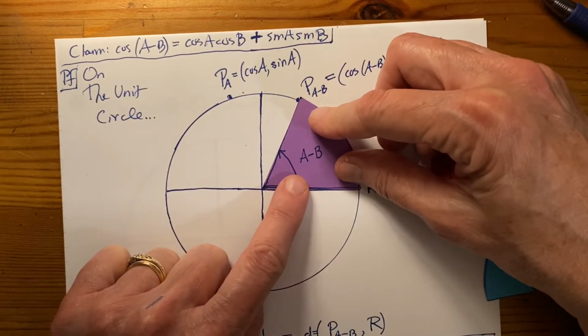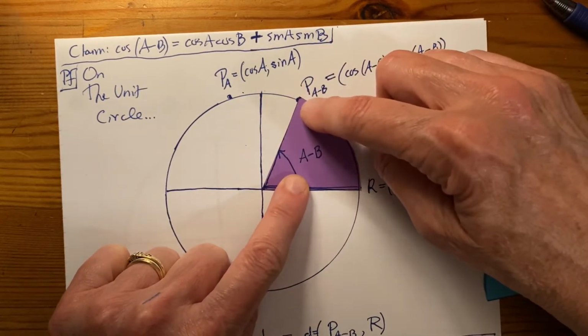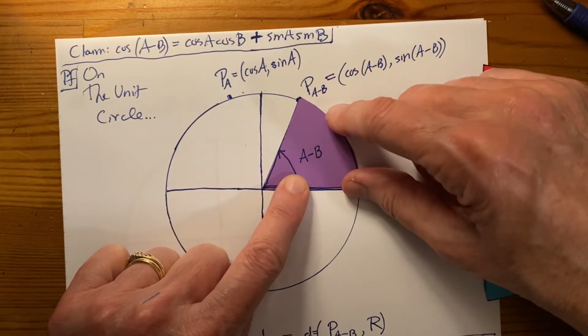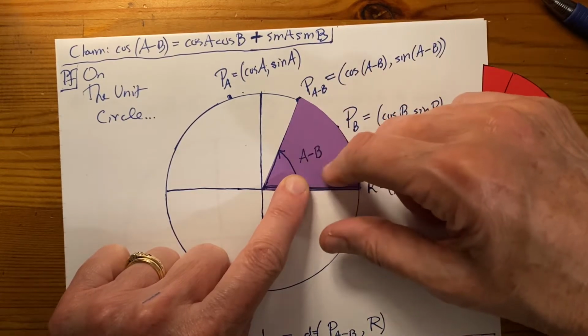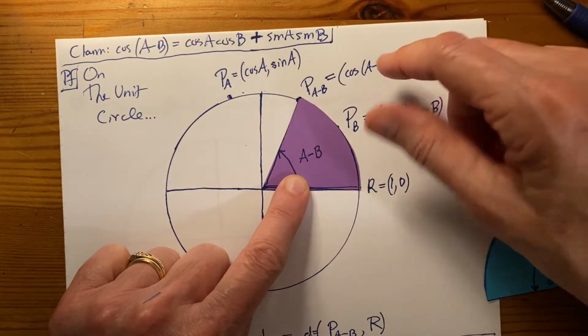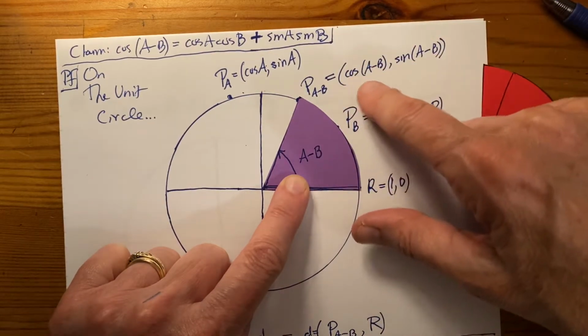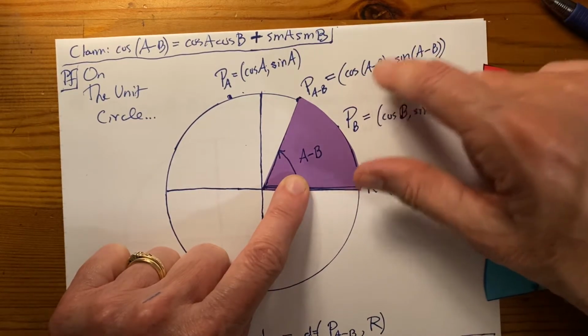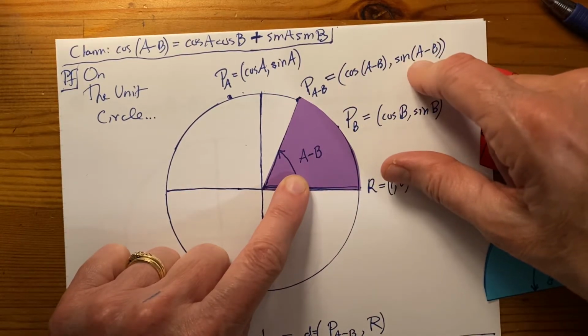Where its terminal ray intersects the unit circle is a point called P sub A minus B. That's the angle which is the difference of angle A and angle B. And so therefore, of course, its x and y coordinates get called the cosine of the angle A minus B and the sine of the angle A minus B.